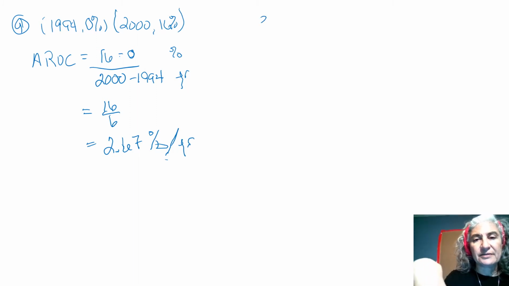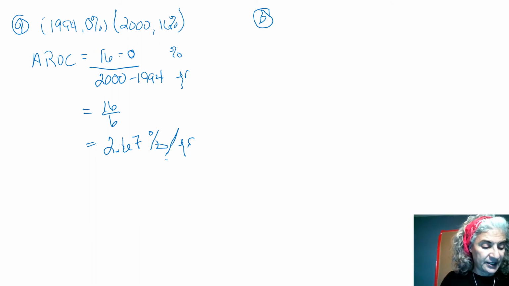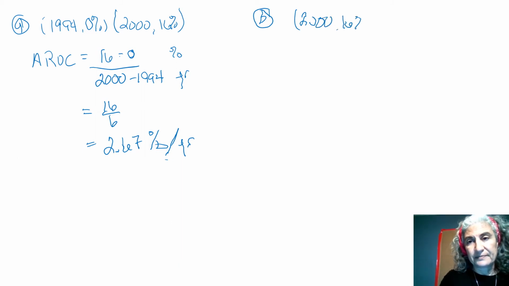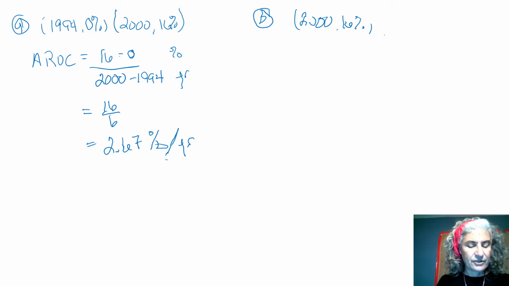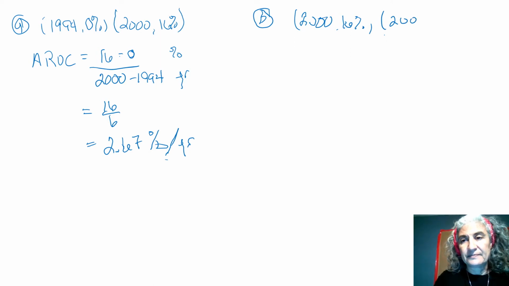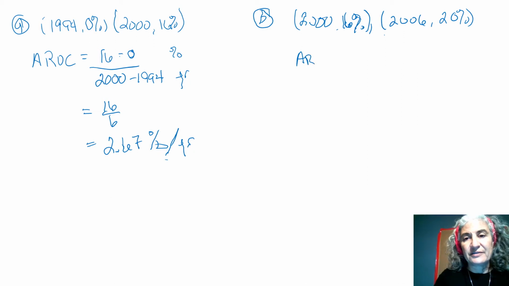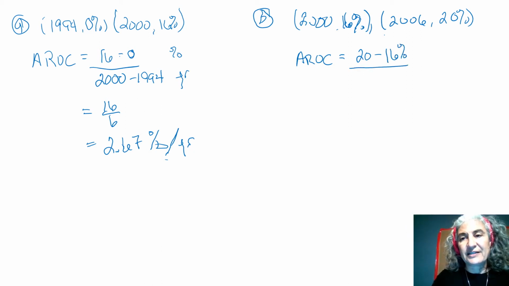Part B was from 2000, which we already decided was at 16%, and 2006, which was at 20%, is what we saw. All right. Average rate of change. Let's take a look. The difference of the y's over the difference of the x's.